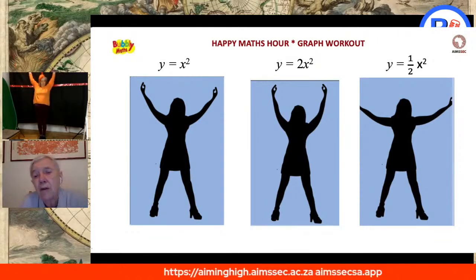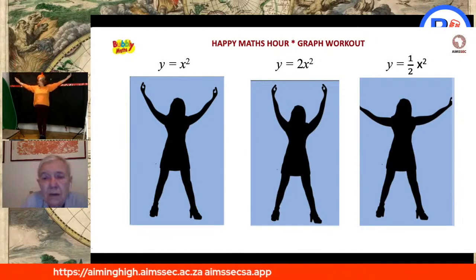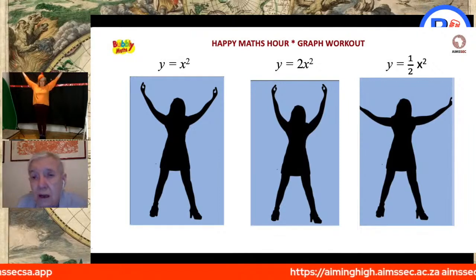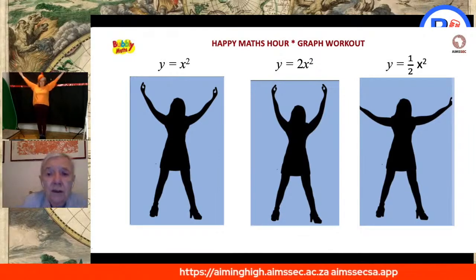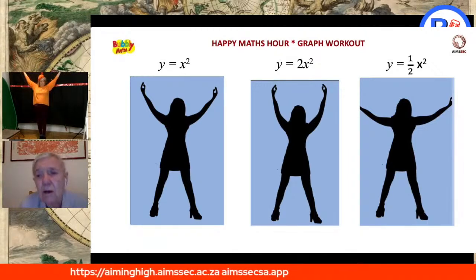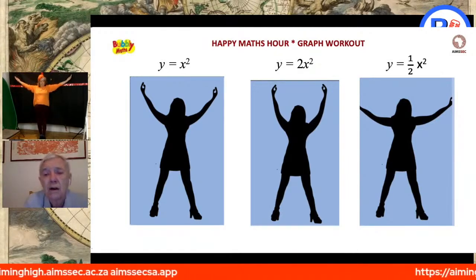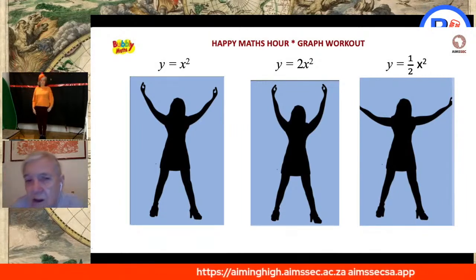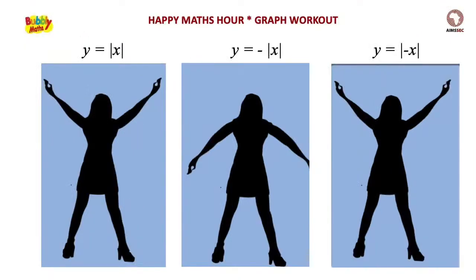And y equals a half x squared, on the other hand, if you compare the graph on the extreme right with the one on the left, she's lowered her arms and made the parabola shallower and wider. So that's y equals a half x squared. We're now going to do those funny modulus V's, okay? So first one is y equals mod x. Remember, it's always positive. That's it. It's right.